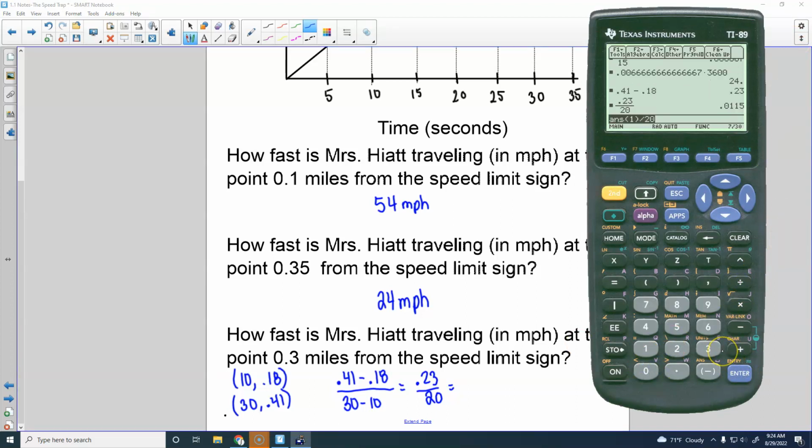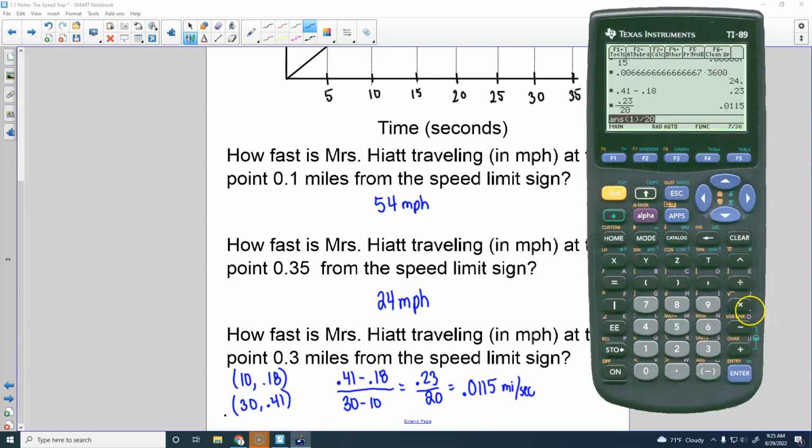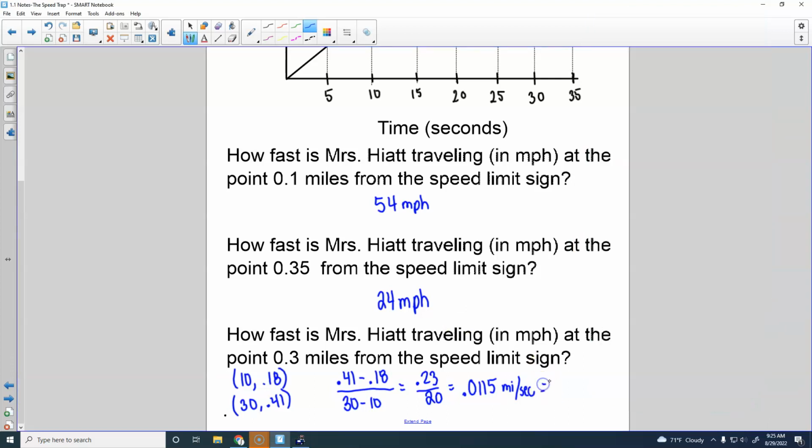You may not have noticed this yet, because we have decimals. I'll show you in a second. But that gives 0.0115, and that is miles per second. We are going to have to multiply that by 3,600, and we get 41.4 miles per hour, which seems like a pretty reasonable estimate right there, right?